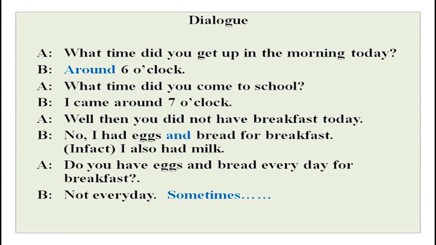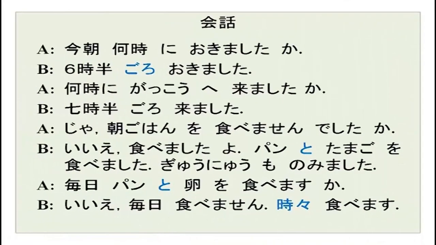What time did you get up in the morning today? Around 6 o'clock. What time did you come to school? I came around 7 o'clock. Well, then you did not have breakfast today? No, I had eggs and bread for breakfast. In fact, I also had milk. Do you have eggs and bread every day for breakfast? Not every day, sometimes. So, well, this is the translation, may not be exact translation, but this is how you would say in English. So, please don't try to translate it word by word. The meaning just might change.